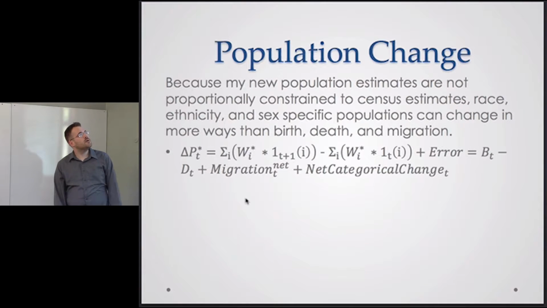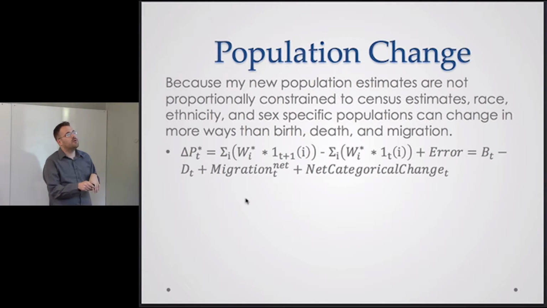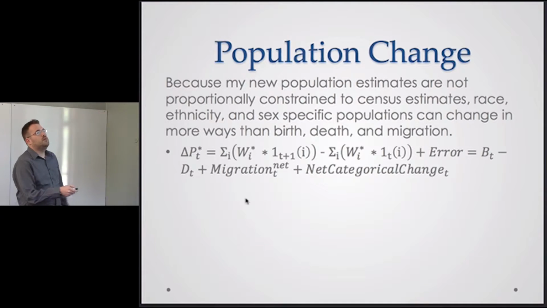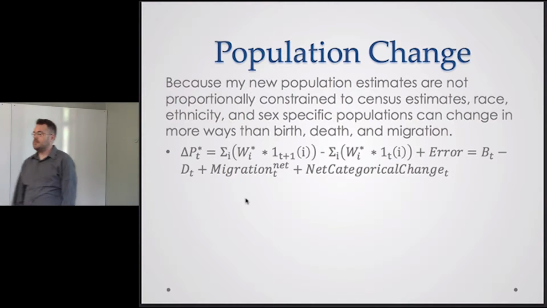Okay, so because my new population estimates are not proportionally constrained to be representative, that means that I'm not actually following people like the Census Bureau is and counting births, deaths, and migration. So a person can change categories by simply saying that they have a different identity now in the American Community Survey. So my population estimates can change through births, deaths, and migration, just like census, but there's an additional pathway of categorical change.